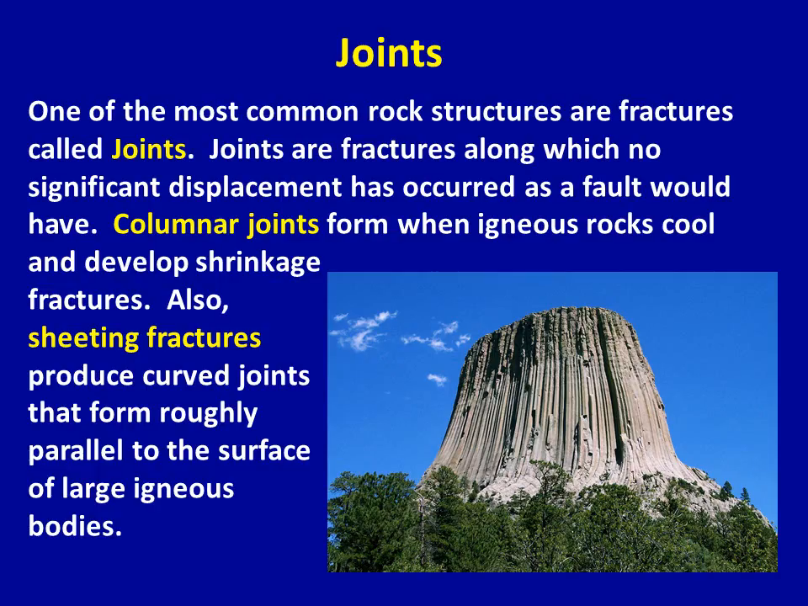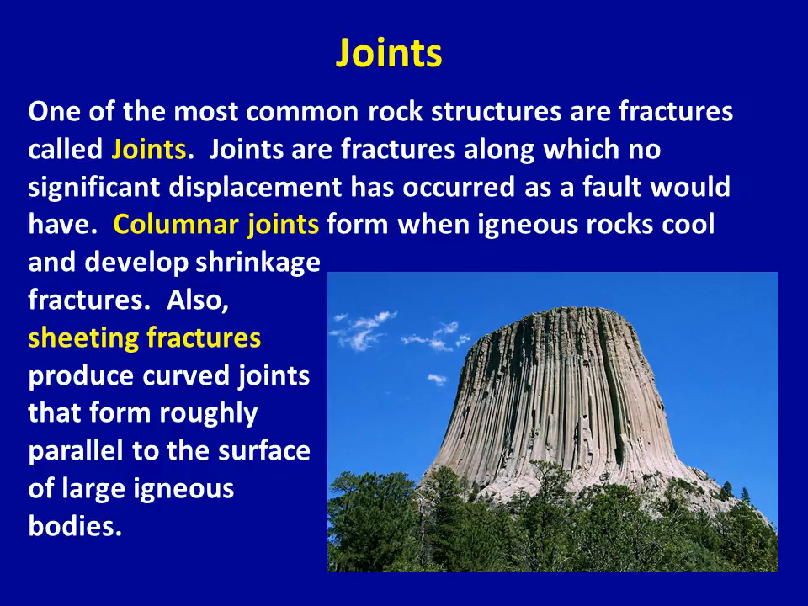Now, one of the most common rock structures are fractures called joints. Joints are fractures along which no significant displacement has occurred as a fault would have done. Columnar joints, a special type of joints, form when igneous rocks cool and develop shrinkage fractures. A good example of this is if you had a pond and then the pond dried up and the mud at the bottom creates all these nice little patterns where all the little pieces shrink apart from each other. That's what's going on here with columnar joints.